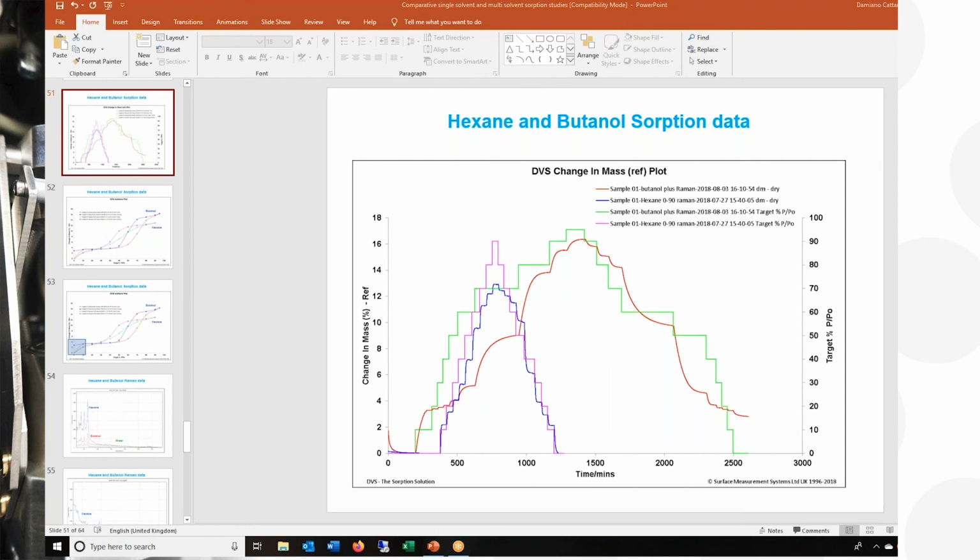So it's possible that they're not at equilibrium. However, you can adapt the method and guarantee that the sample will reach equilibrium in each stage. It's important to check, obviously, when you're doing the study, but it's possible.